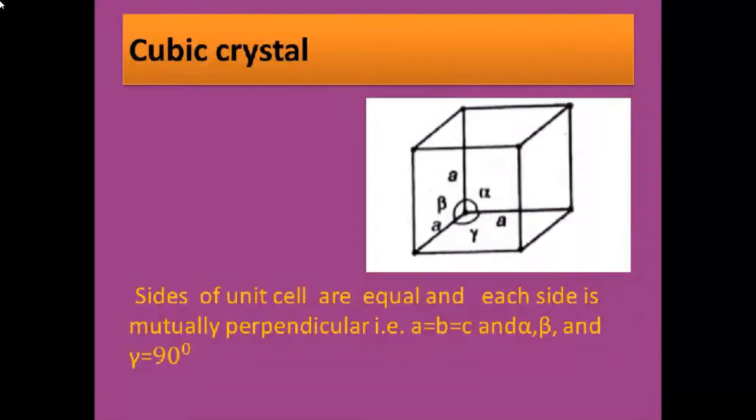Sides of a unit cell are equal and each side is mutually perpendicular, that is A equal to B equal to C. And also alpha, beta and gamma, the value of alpha, beta, gamma for the cubic crystal is equal to 90 degrees.